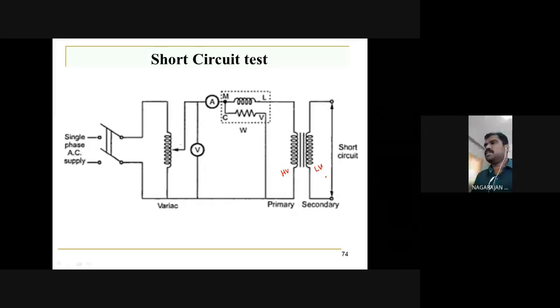Can anyone tell me the reason why we are conducting the short circuit test on the high voltage side? Can anyone give the answer for this?